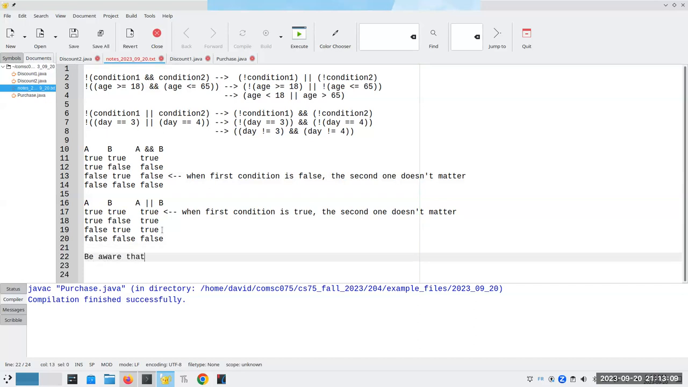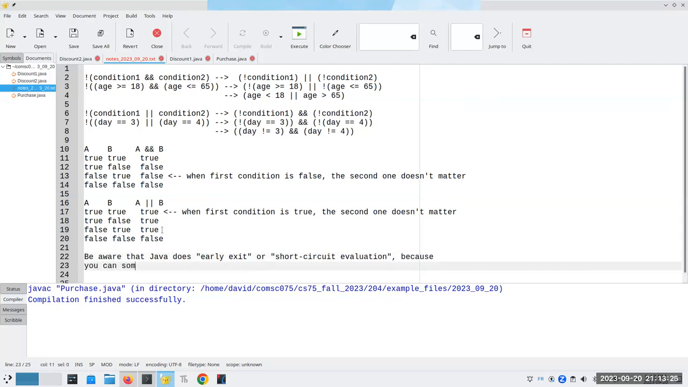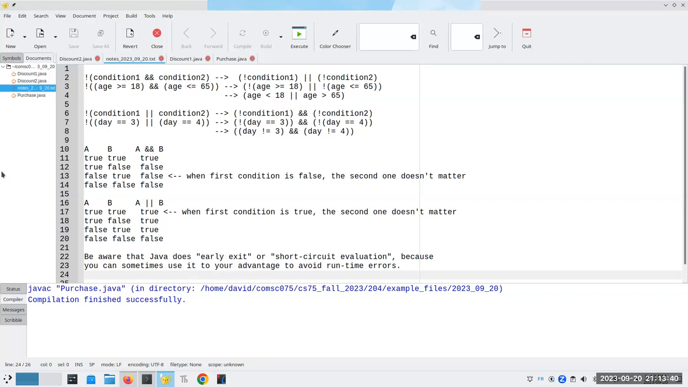So be aware that Java does early exit or short circuit evaluation, because you can sometimes use it to your advantage to avoid runtime errors. It's not ultra important that you know about this, but it's nice to know.